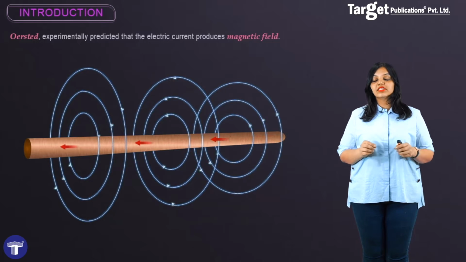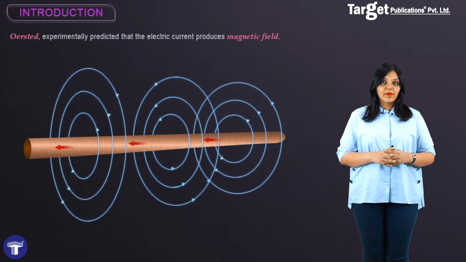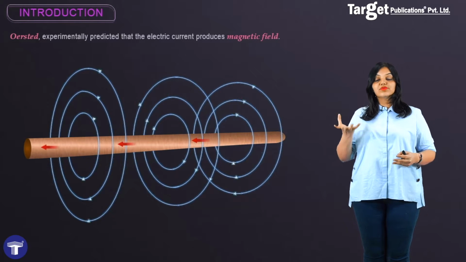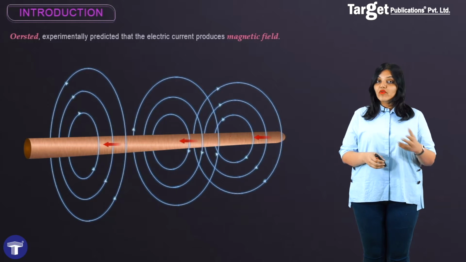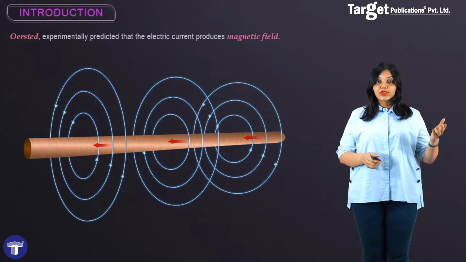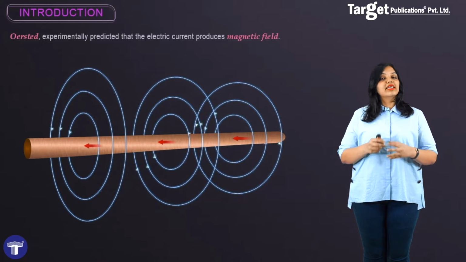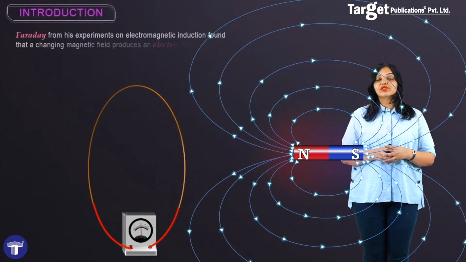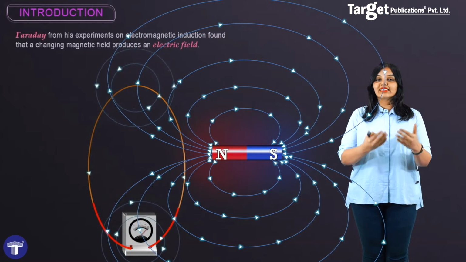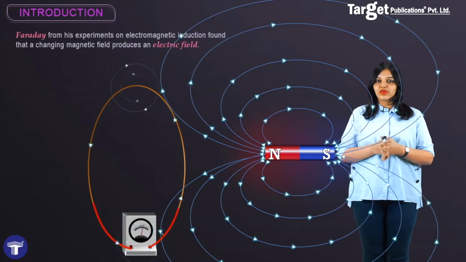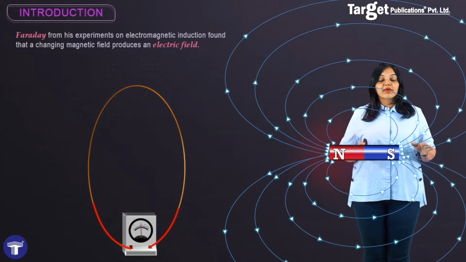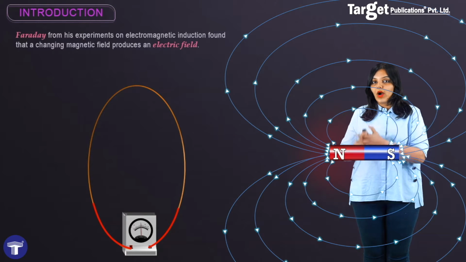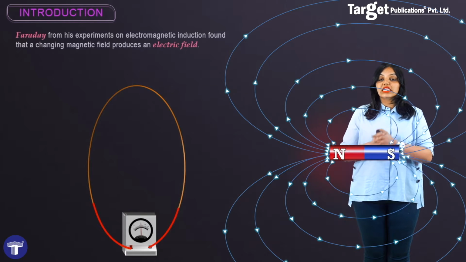So let's take a moment here and realize what we have learned so far. We know that electric charges produce electric fields, and moving charges, that is electric currents, produce magnetic fields. But then came along Faraday and did something phenomenal. He showed that a changing magnetic field produces an electric field. And this was amazing because this meant that changing one of these two fields produced the other.